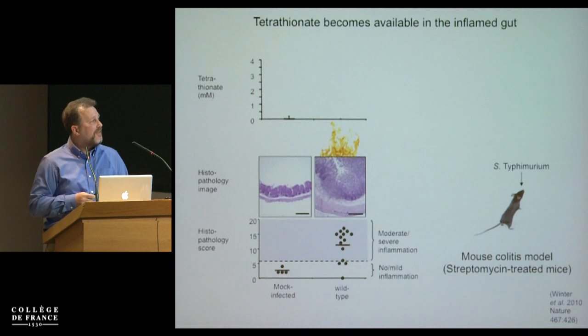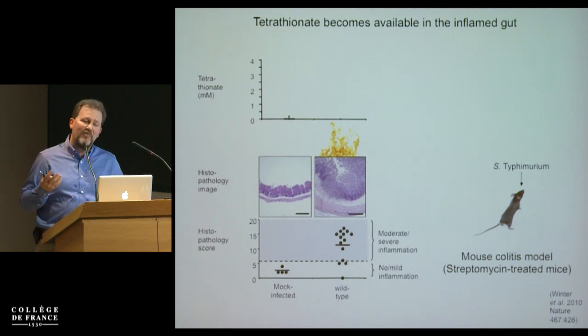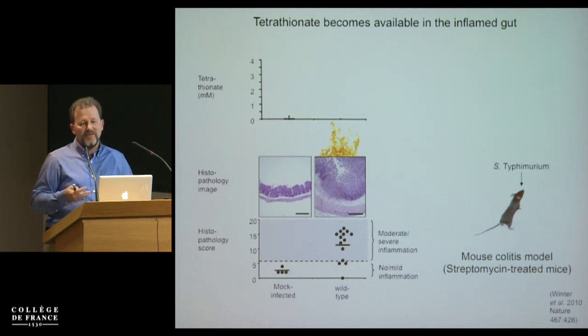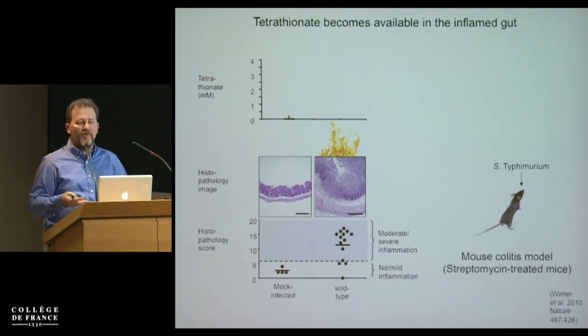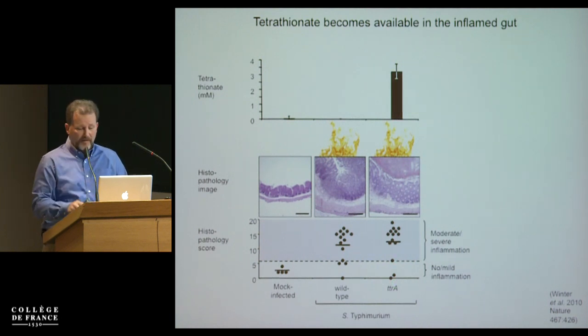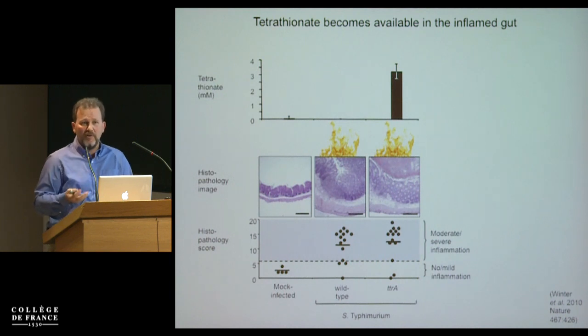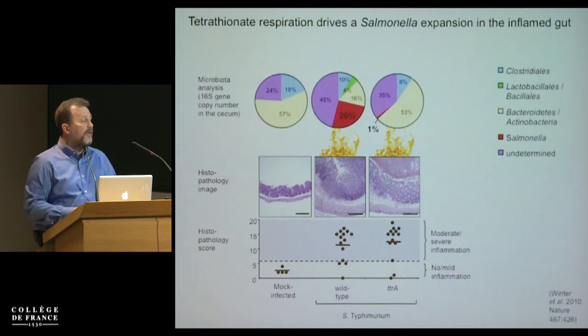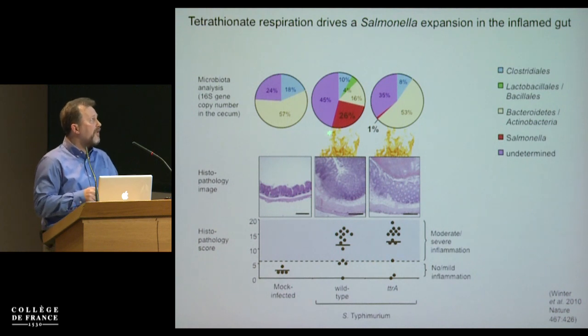But Sebastian wanted to do one more thing. He said, well, maybe tetrathionate is limiting and Salmonella consumes all of it. So we should repeat this experiment with a Salmonella strain that cannot consume tetrathionate. And I wouldn't be talking about this if it hadn't worked. So when you inactivate the tetrathionate reductase of Salmonella, you still have massive inflammation, but now you can measure tetrathionate. So it's all consumed by Salmonella. It's limiting growth, and the effect of it is that you have an expansion of Salmonella.